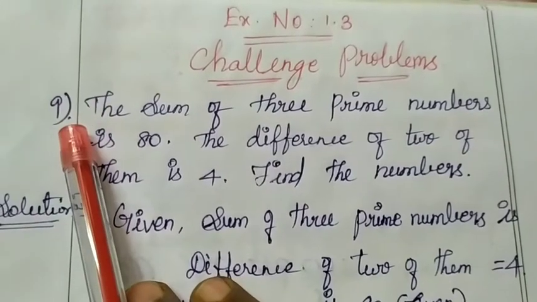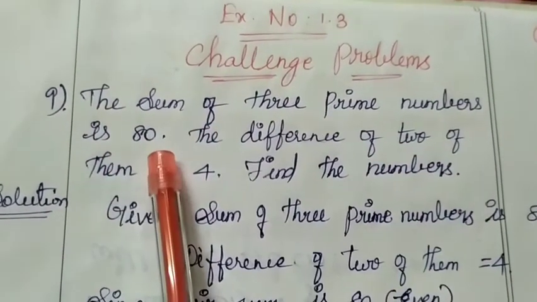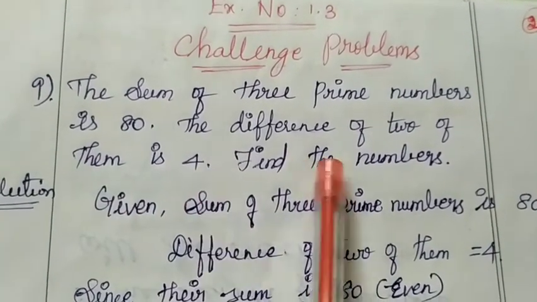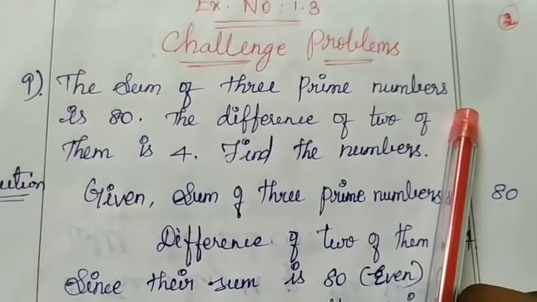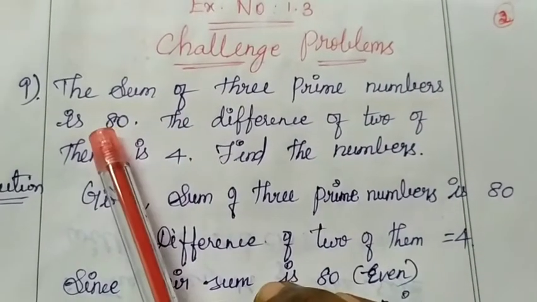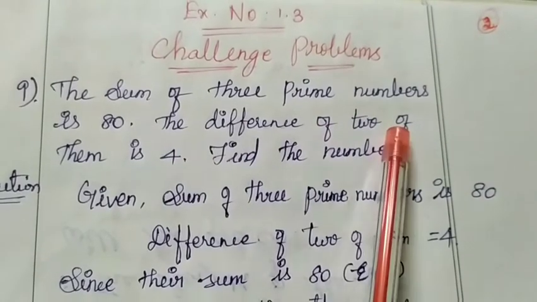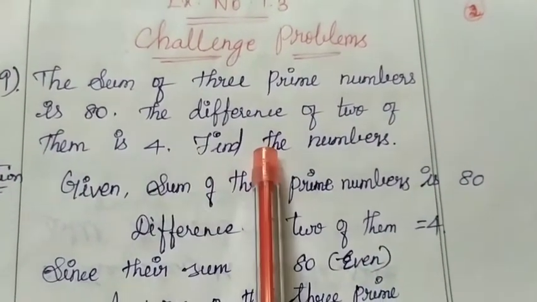Okay, next challenge problems. First take question number 9. The sum of 3 prime numbers is 80. The difference of two of them is 4. Find the numbers. Okay, sum means addition. If you add 3 prime numbers, we get 80. If you find the difference between two numbers, that is 4. Okay, how can we find the numbers?